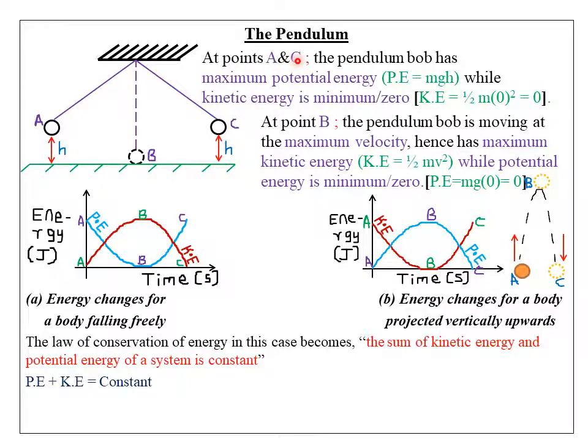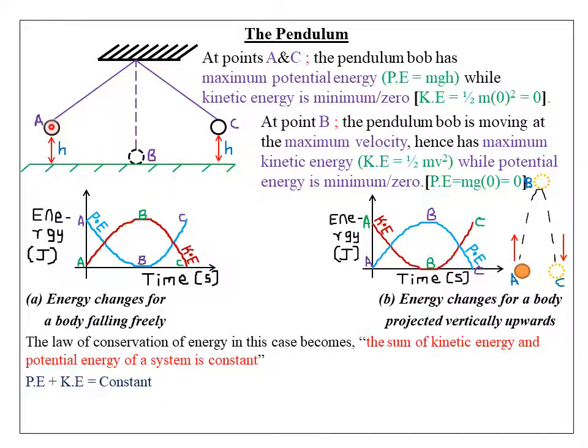So at points A and C, the pendulum bob has maximum potential energy, because we know that potential energy is given by mgh, that is mass of the body times gravity times the height, that is the height from the ground level. So if this is our ground level, then when the bob is at point A, it is at the maximum height from the ground level.